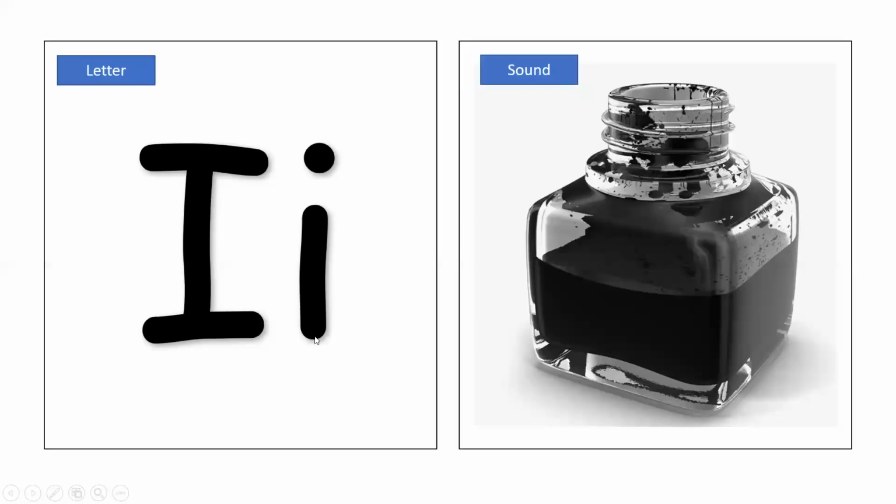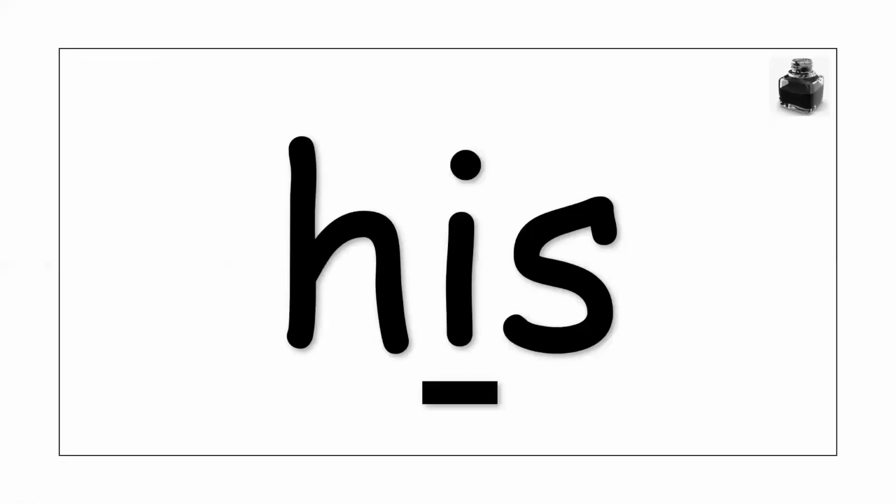Good. Let's try this. Letter I, sound I. I for inkpot. Let's read with the sound of the letter I. What's the sound here? I, like inkpot. Let's read the word. H, I, S. His.